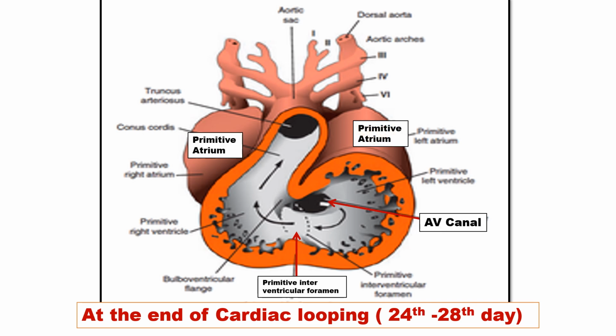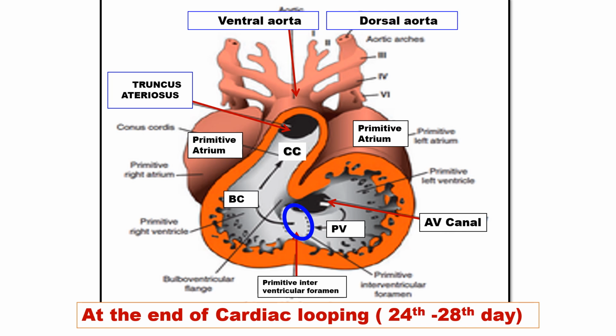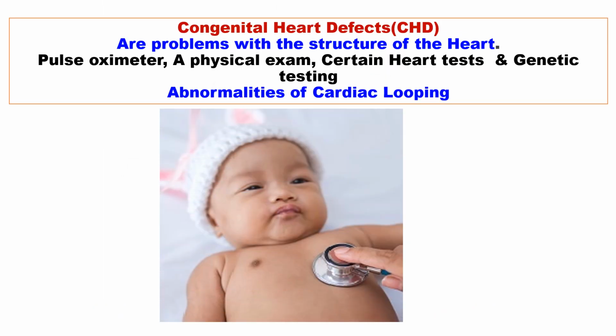From the primitive atrium, the blood enters the primitive ventricle via the common atrioventricular canal. From the primitive ventricle it reaches the bulbus cordis through the primitive intraventricular foramen, then bulbus cordis to conus cordis, and finally truncus arteriosus. The blood from the ventral aorta enters the dorsal aorta by 6 pairs of aortic arch arteries.